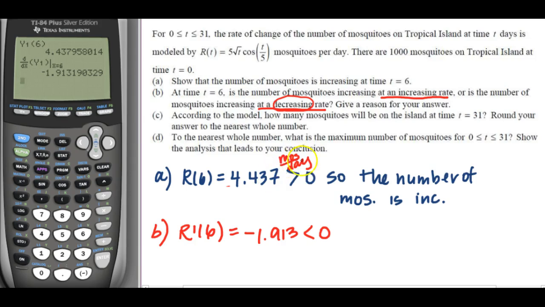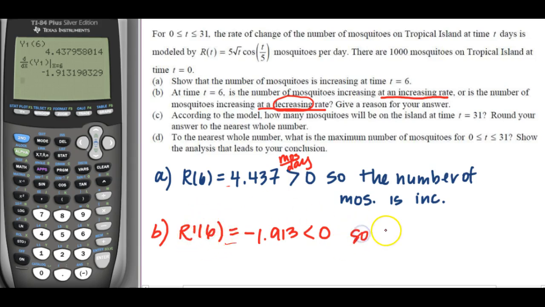So every day, more mosquitoes are going to be on the island, but the number of mosquitoes added every day is going to be less and less. So on day 7, maybe 4.3 mosquitoes are added, and then on day 8, 4.2 mosquitoes are added. So it's specifically, though, at time t equals 6. So we're interested in what's going on right at this time. So that's why we needed to calculate r prime of 6.